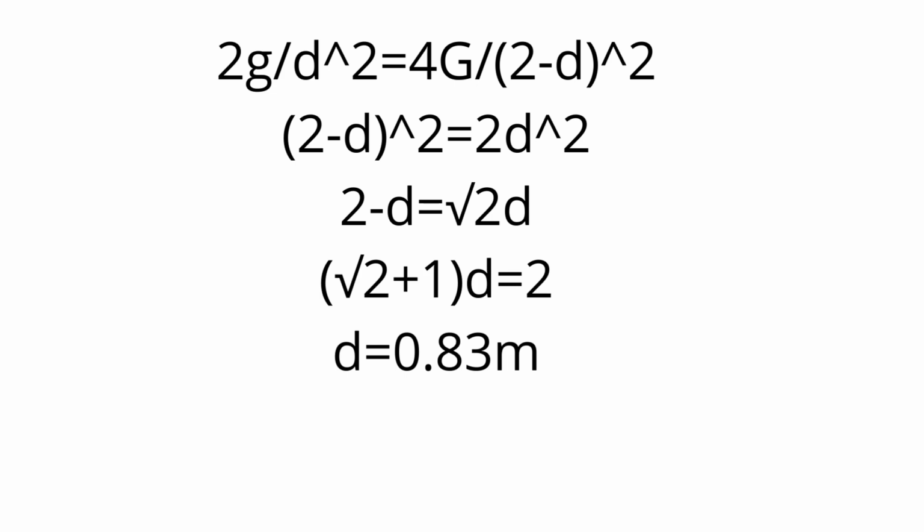Very simple. You can calculate FAC and FBC using the formula F is equal to G M1 M2 by D square. If you are using that formula and calculate, the distance you are getting is 0.83 meters. So the correct option is 0.83 meter.